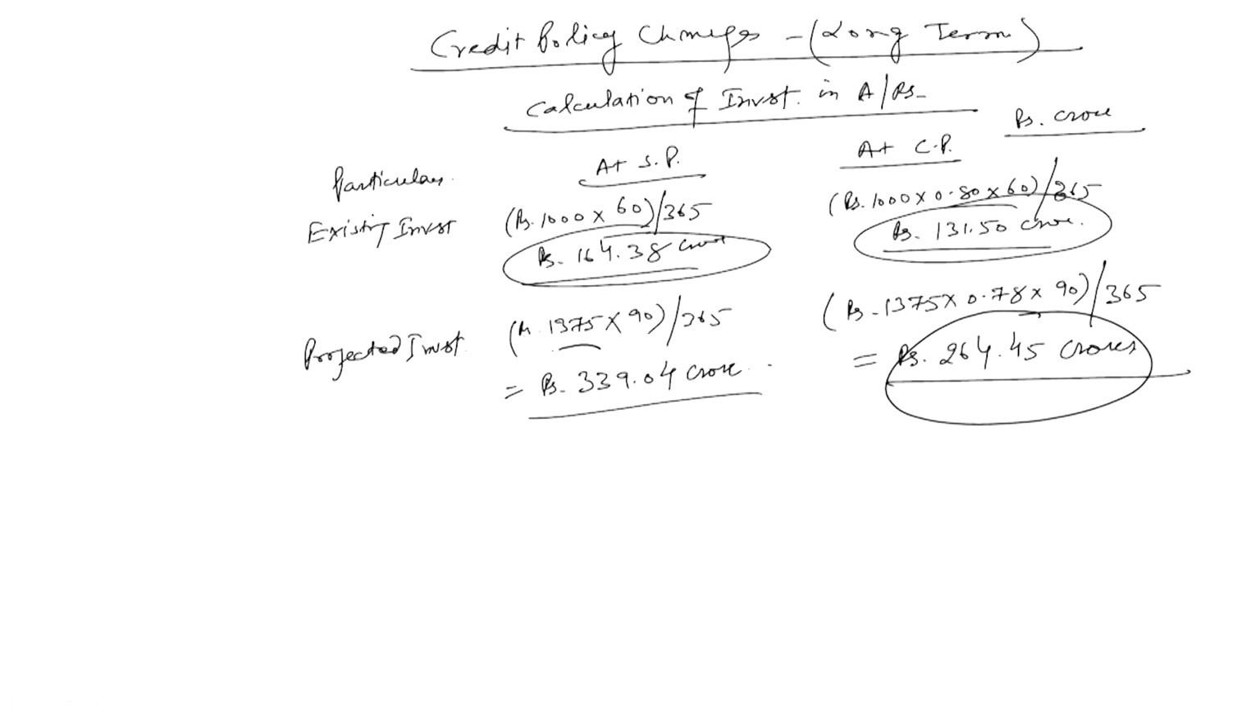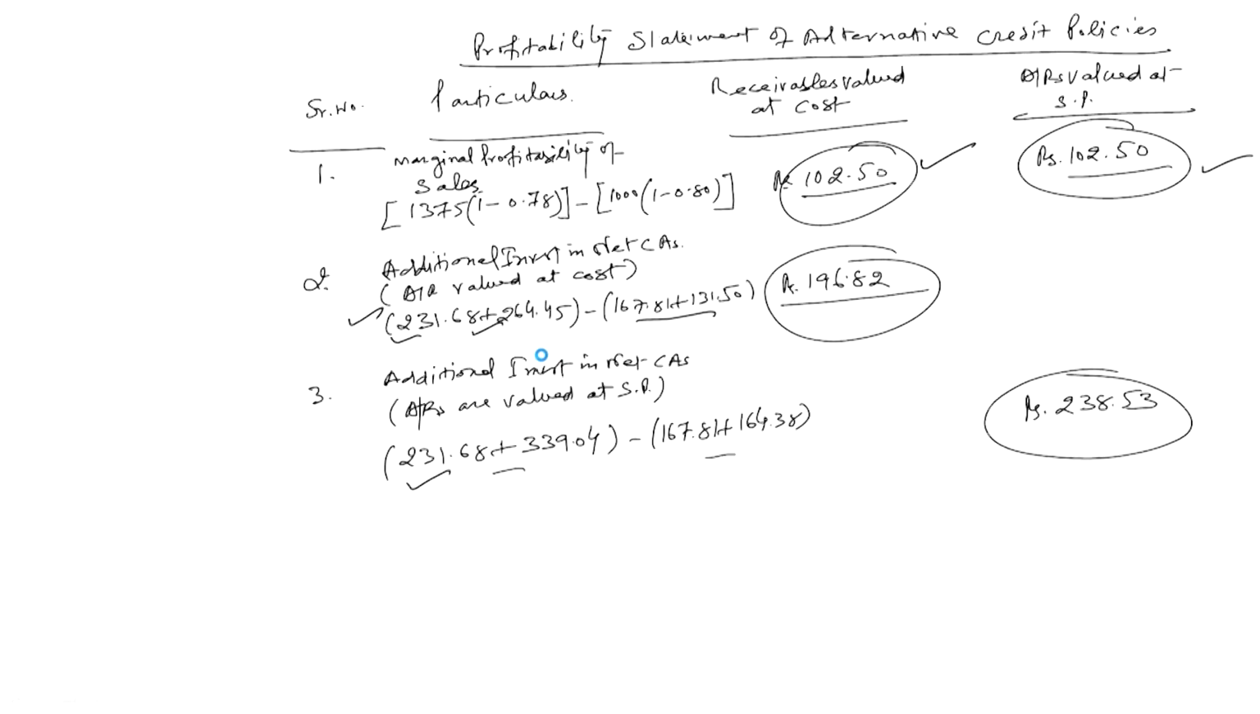We have seen that the new investment requirement will be 339.04 crores and the existing was 164.38 crores. So, 231.68 is the same in the other current assets at both the levels, whether you value the receivables at the cost or at the selling price. Only the investment in the receivables is changing, because we are changing the measurement parameters, one in cost terms and another in the selling price terms.